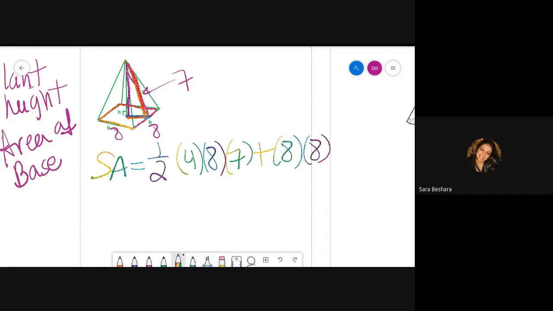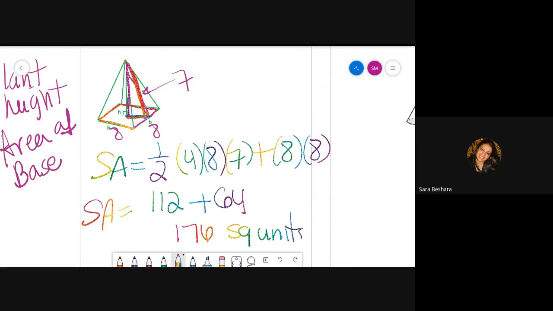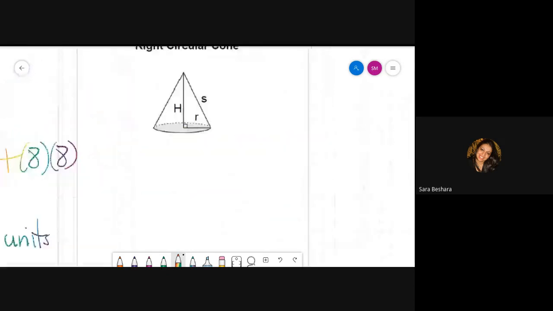And that's it. Let's just apply some math. 1/2 times 4 is 2. 2 times 8 is 16. 16 times 7 is 112. 8 times 8 is 64. Let's add 112 plus 64. I get 176, and again, it's square units. Okay. Last but not least is the cone.